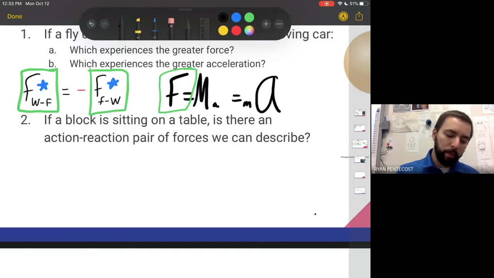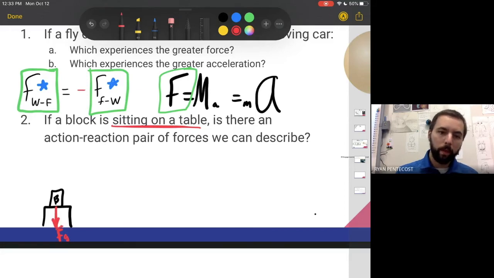Now, we have a block on a table. That is block, okay? And it's sitting still, sitting on a table. But we know that there is the force of gravity on that block. So what is the action-reaction here? Well, gravity is pulling the block down onto the table, right? But the block is not falling. The table is resisting that. So the table pushes back with an equal force called the normal force.